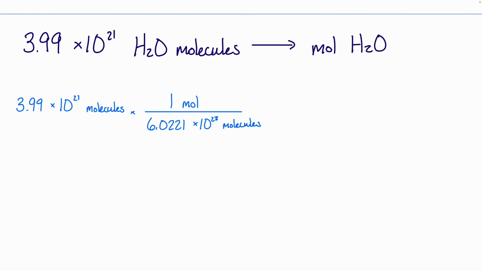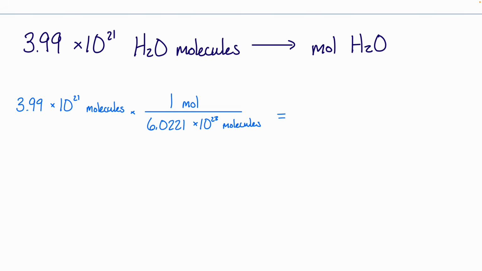Less, because 10 to the 21 is less than 10 to the 23. So my answer should be less than a mole of water, right? So just a little bit of a sanity check here. And I want to point this out because sometimes people will get a crazy large answer, like one that's something times 10 to the 40 something, all right? And that just means that you messed up your order of operations.